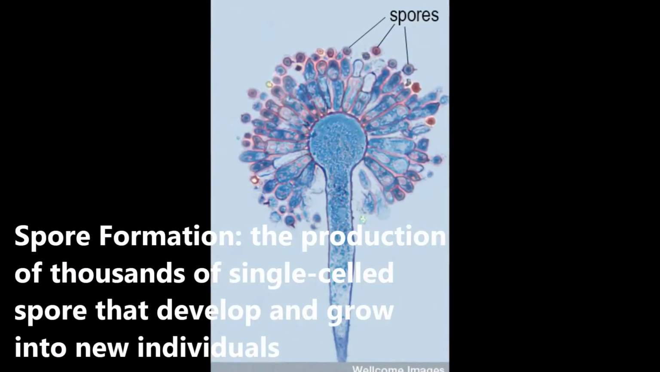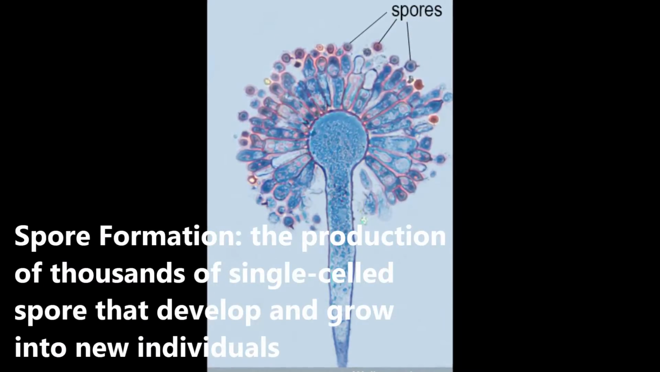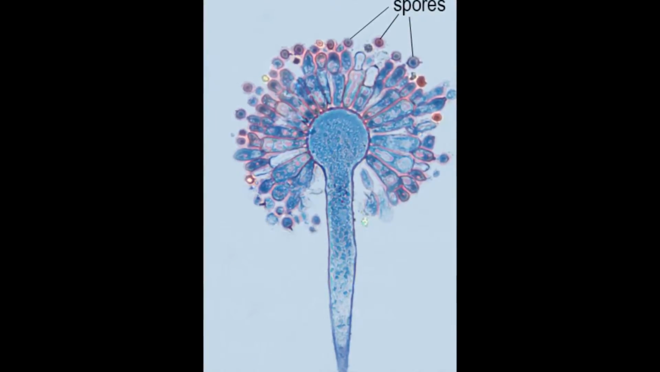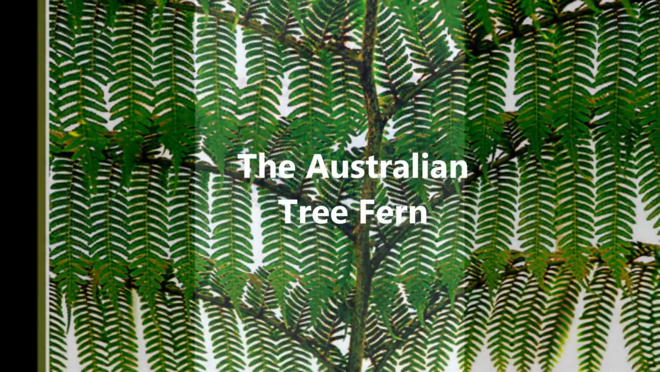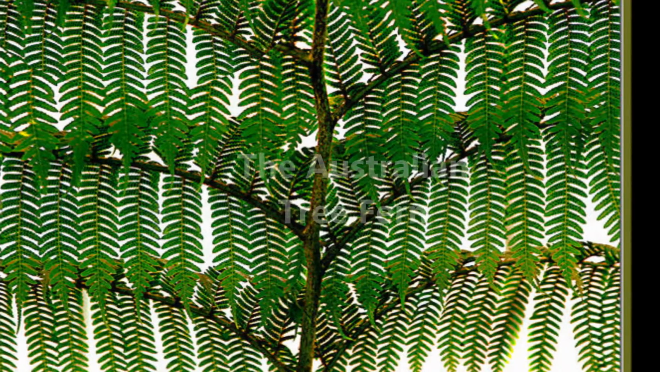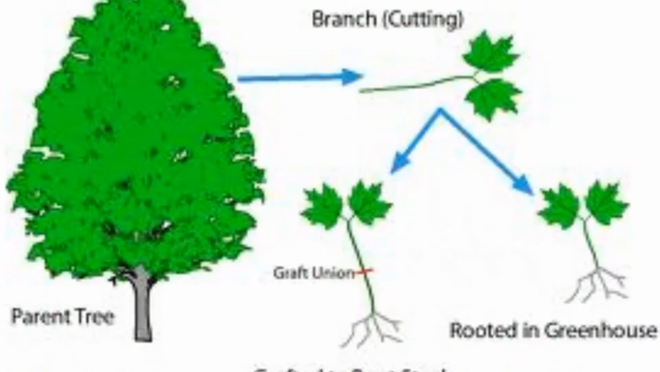Another form of asexual reproduction is the formation of spores. Spore formation is the production of thousands of single-celled spores that develop and grow into new individuals. Ferns such as the Australian tree fern use spores for asexual reproduction.